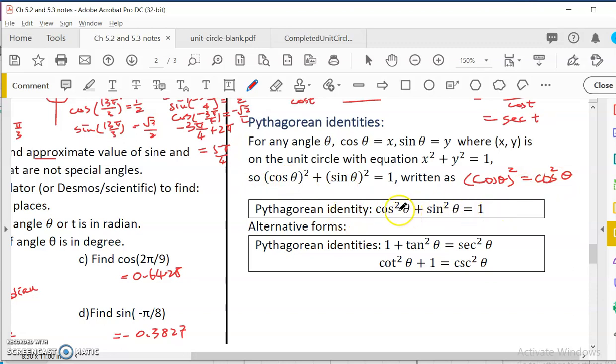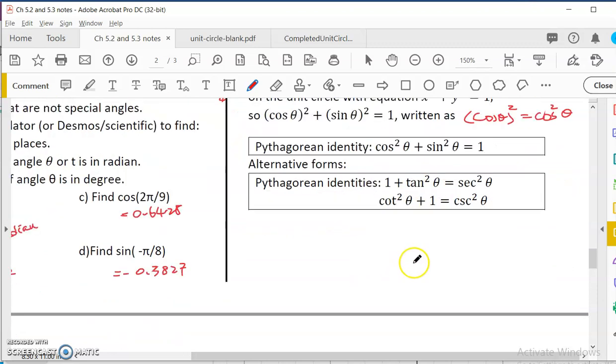It's called the Pythagorean identities because when the unit circle intersects with the terminal side, this is the x and y, and you can use the x and y to create a right triangle. This is y and this is x. So x squared plus y squared is equal to 1. 1 is the radius.